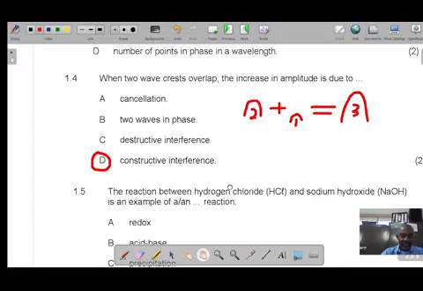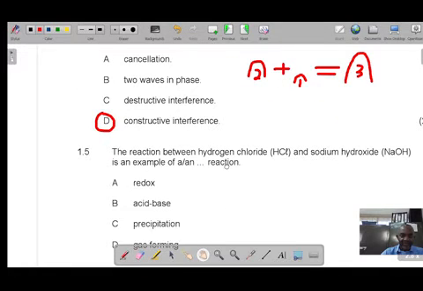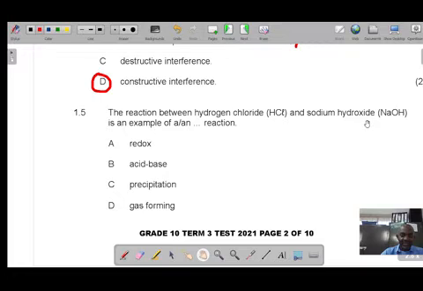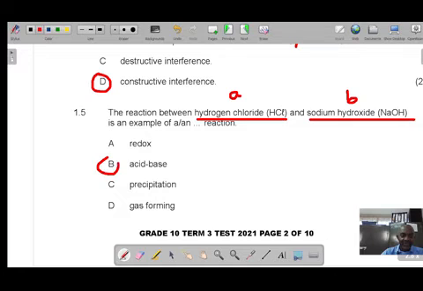Let us push on. 1.5 says that the reaction between hydrogen chloride and sodium hydroxide is an example of which reaction? Now hydrogen chloride here, HCl, is an acid. What about sodium hydroxide? Sodium hydroxide is a base. So the reaction between an acid and a base is called an acid-base reaction. So my answer is going to be B. Let us proceed.